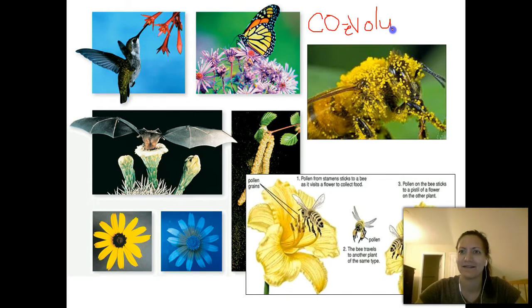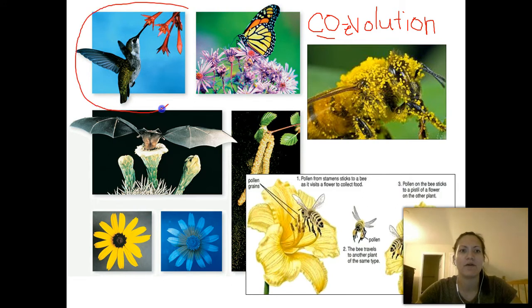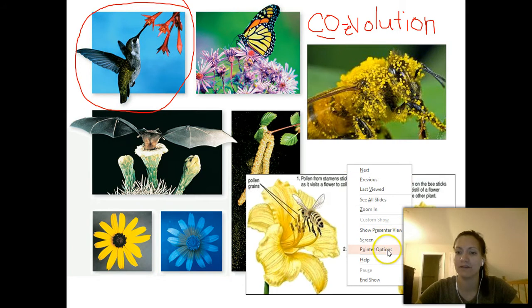Coevolution. So, and then the word evolution. What this means, the co means cooperatively, together. Plants and their pollinators evolved together, some more so than others. So I'm going to give you an example. I'm going to focus on this hummingbird and these flowers. So I'm going to go to a blank screen and kind of talk about this a little bit.